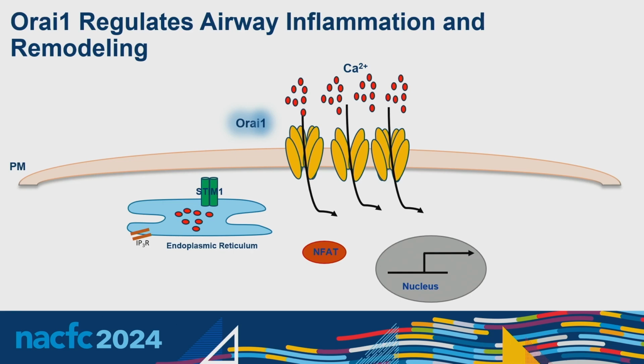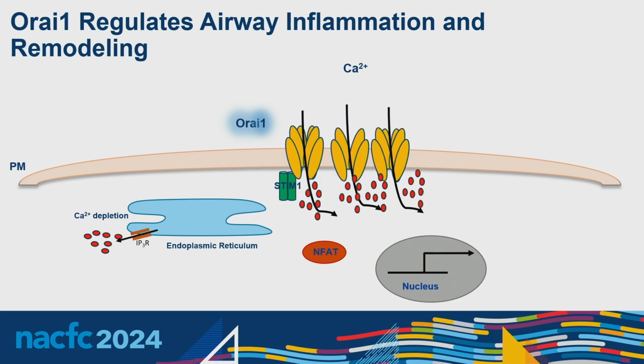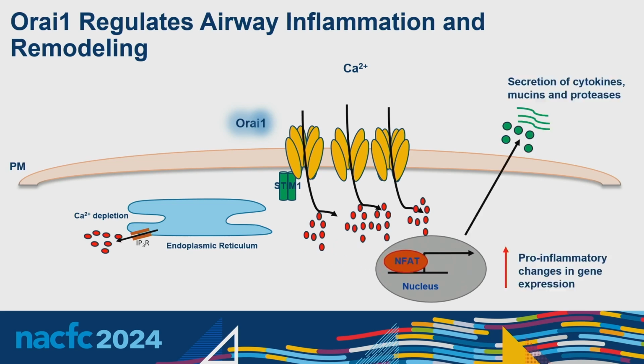When the stimulus is present, you have a series of cascading events that occurs, resulting in calcium being depleted from the ER. This in turn causes STIM1 to activate and translocate, in which it binds to the ORAI1 calcium channel, activating this calcium channel, opening it, and allowing for calcium to enter the cell, that then activates NFAT to translocate into the nucleus, that then activates transcription factors for pro-inflammatory responses, and also results in secretion of cytokines, mucins, and proteases, ultimately resulting in inflammation and airway remodeling within the airways.